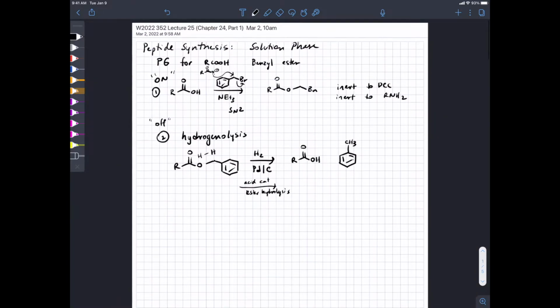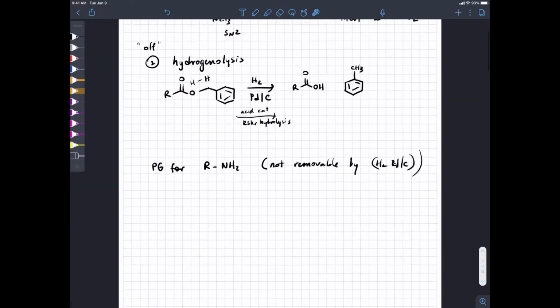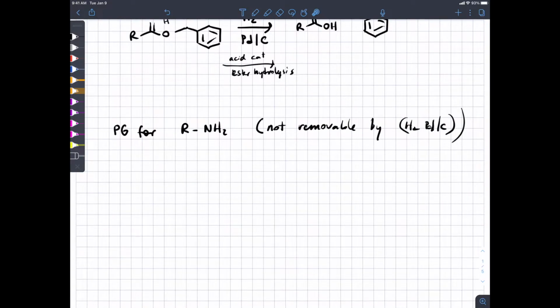Now, at the same time, we want a protecting group for amines, and it needs to be not removable by hydrogen and palladium on carbon, because we might have a peptide where we wanted to unmask a carboxylic acid without touching the N-terminus because we want to bring on another amino acid at that point. So the protecting group of choice for the amino group is called Boc.